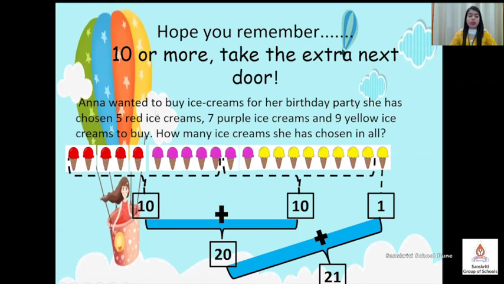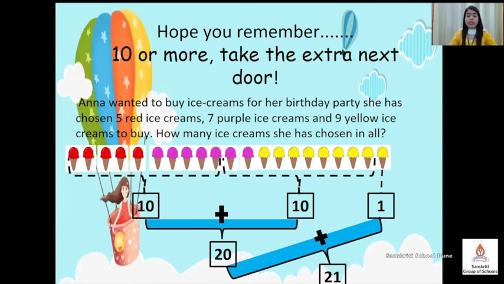Now she chose 5 red ice creams, 7 purple ice creams, and 9 yellow ice creams. So we have drawn 5 red ice creams here, 7 purple ice creams here, and 9 yellow ice creams here. What are we going to do first? We have already done it for you here: 10 and 10. So 10 plus 10 is 20 and only one ice cream is left to add. So 20 plus 1 is 21. So she will buy 21 ice creams together.